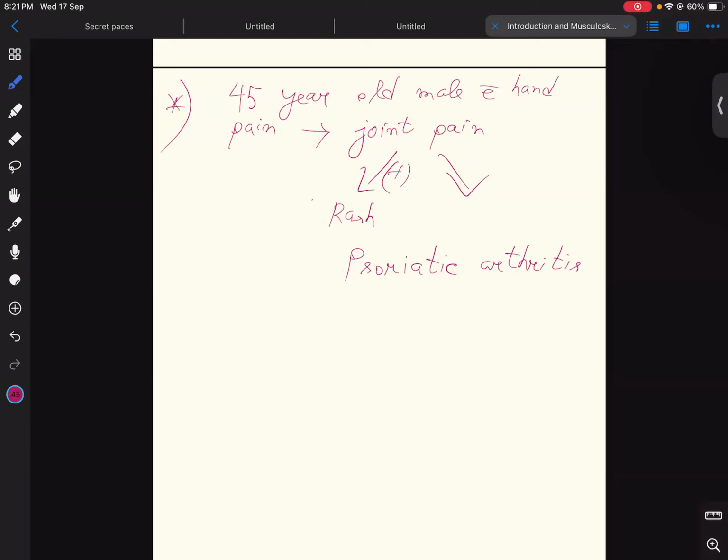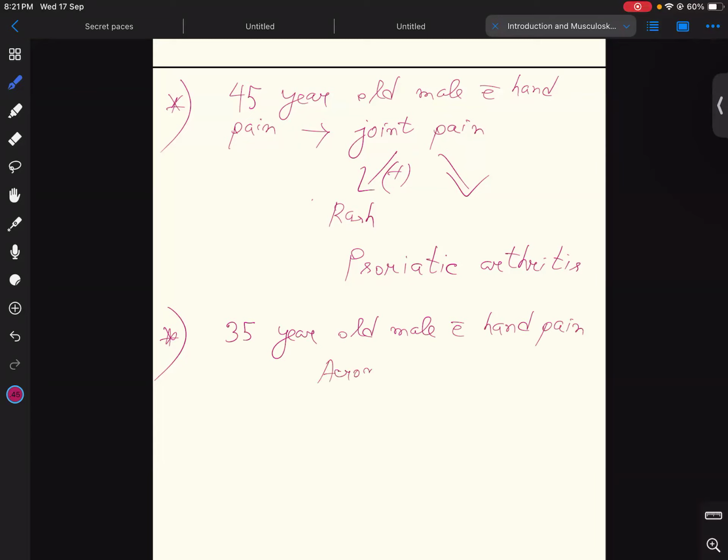Okay, let me tell you another case. These are real exam cases. These are not my synthesized cases. A 35-year-old male has come with hand pain. After entering the station, you see that he is a patient of acromegaly.